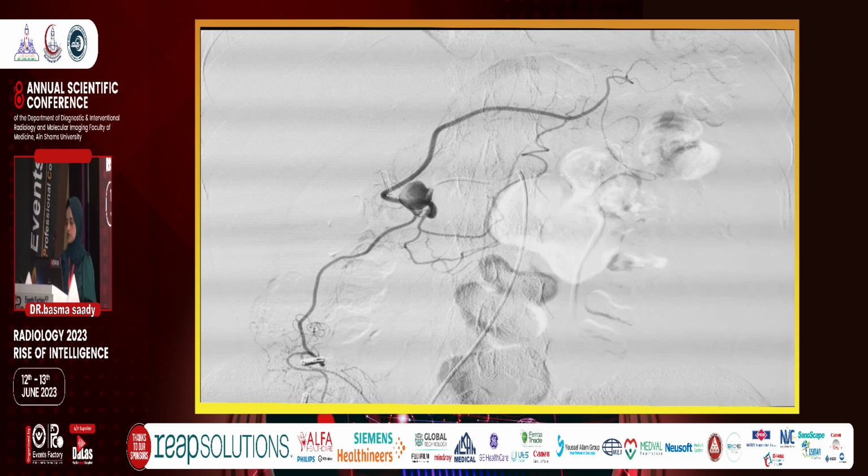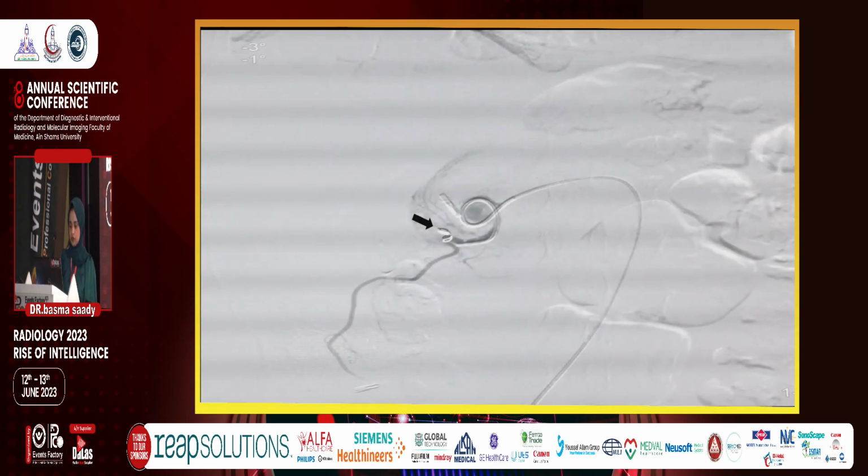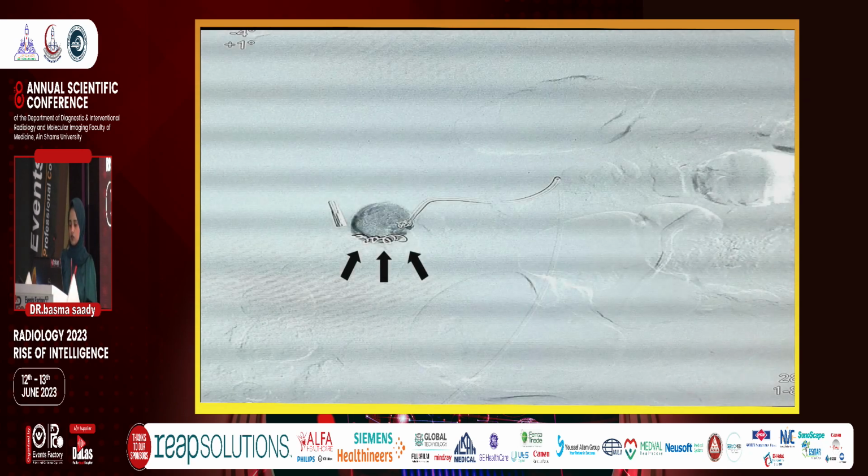So in this case, we performed a technique called the front door, back door technique, in which we sandwich the aneurysm between the coils. So first, we put a coil into the back door. We advance the Cobra catheter into the aneurysm, and then we put a coil to close the back door of the aneurysm. This is the first coil that closed the right gastroepiploic artery and then the superior pancreaticoduodenal artery.